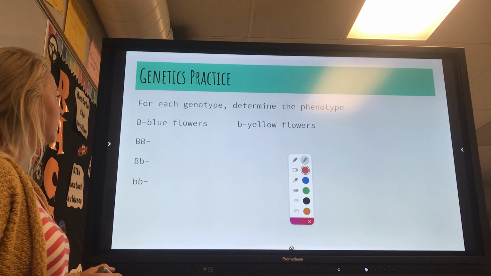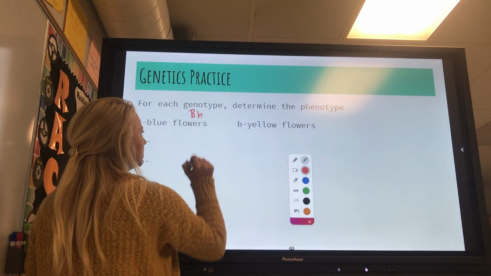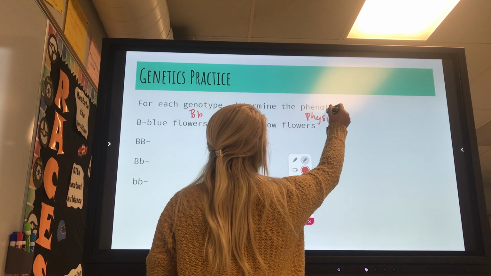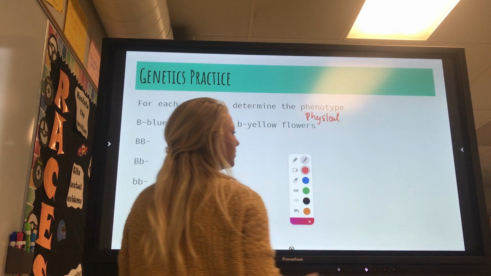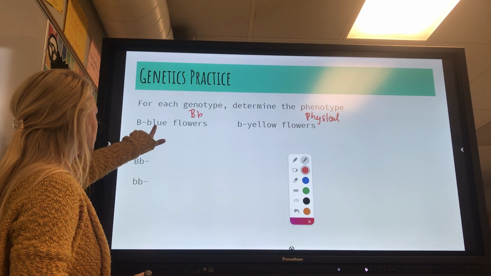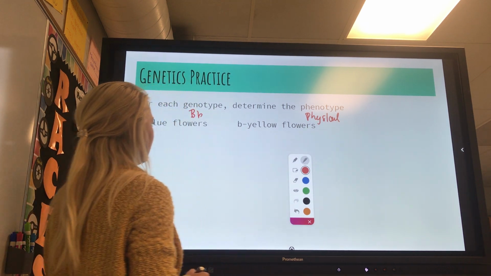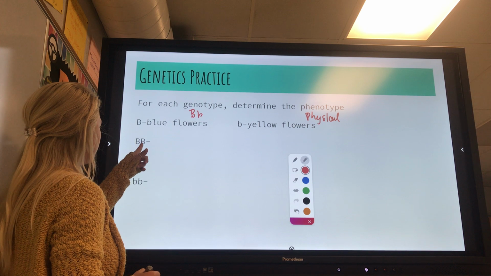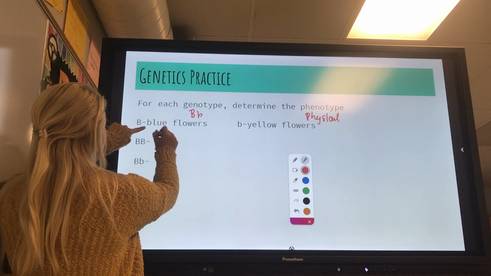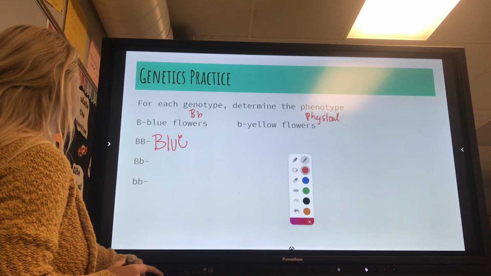For each genotype, determine the phenotype. Remember, genotype is the letter combination. Phenotype is the physical appearance. So what you're going to see, big B, a dominant allele, is going to represent a blue flower. Little b, a recessive allele, is going to represent a yellow flower. So big B, two dominant alleles, so you're going to have a blue physical appearance, so a blue phenotype.